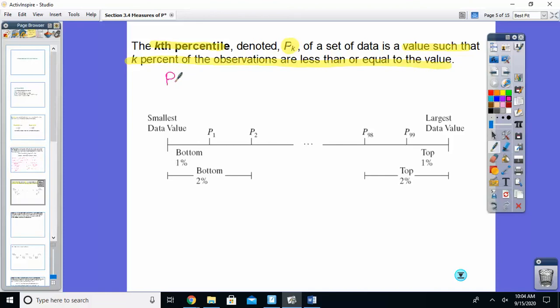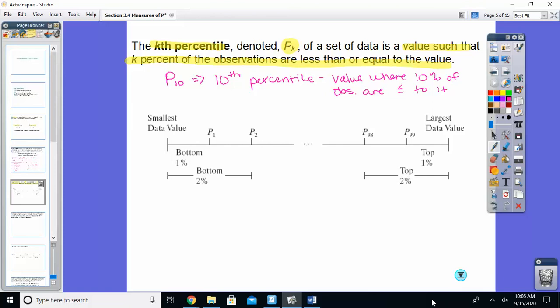If I said P sub 10, that means the 10th percentile. Or it's like saying the value where 10% of the observations are less than or equal to it. Okay, so a percentile tells you less than or equal to.